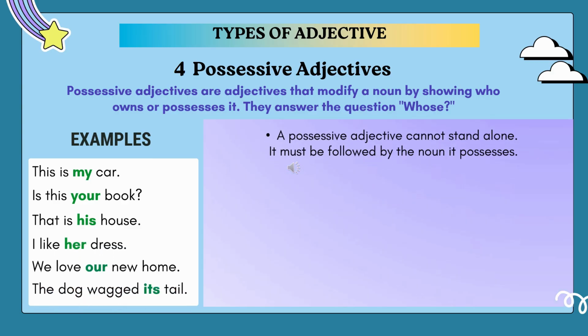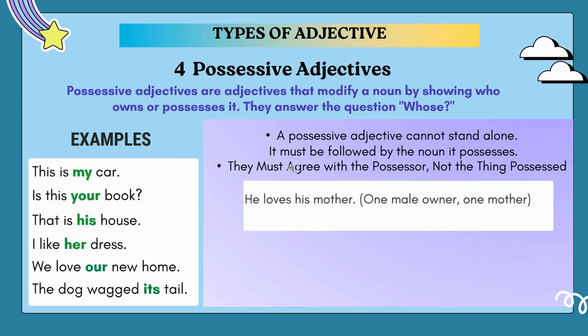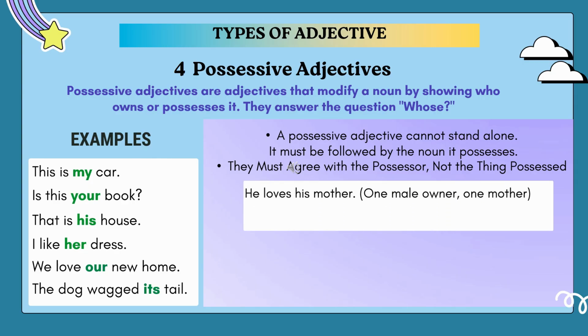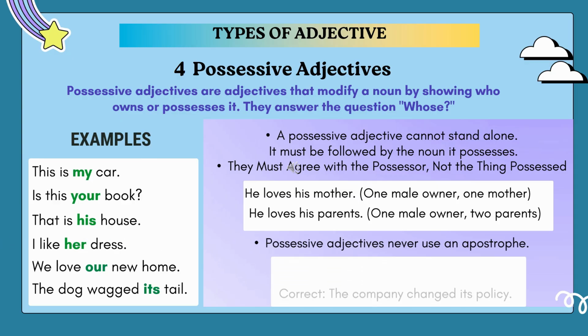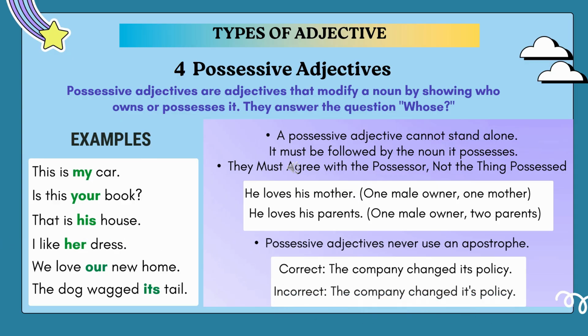First, a possessive adjective cannot stand alone. It must always be followed by the noun it possesses. Second, they agree with the possessor, not the thing possessed. For example, we say he loves his mother and he loves his parents. The adjective his stays the same. Third, they never use an apostrophe. It's always its for belonging to it, never it's, which means it is.